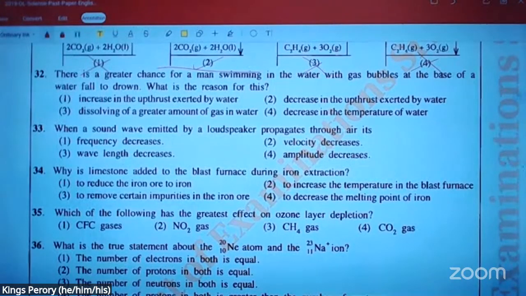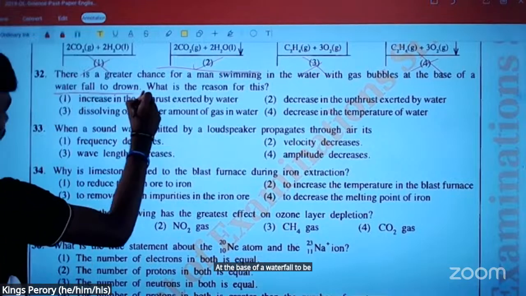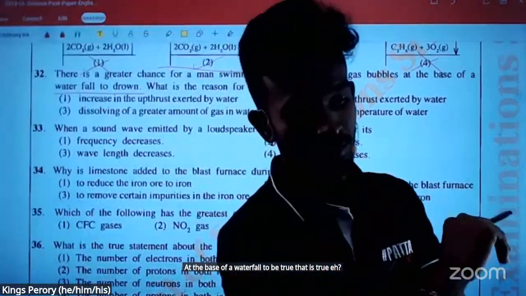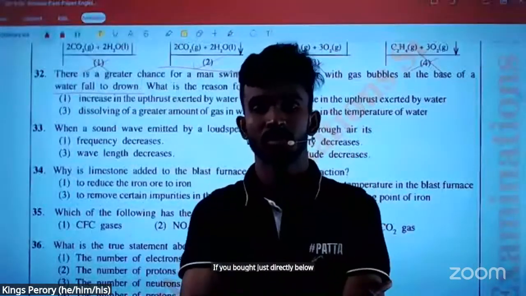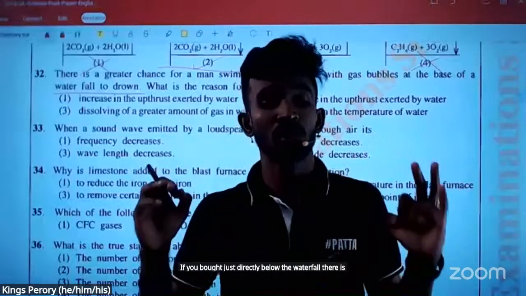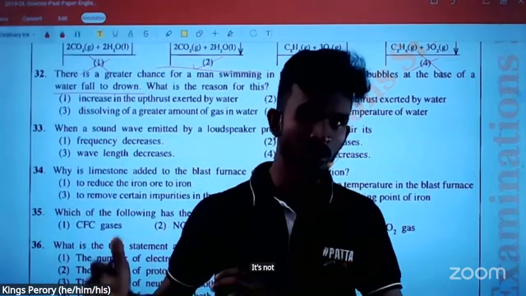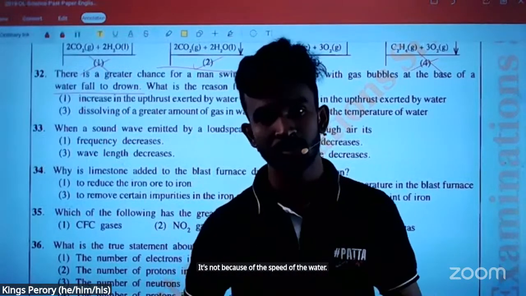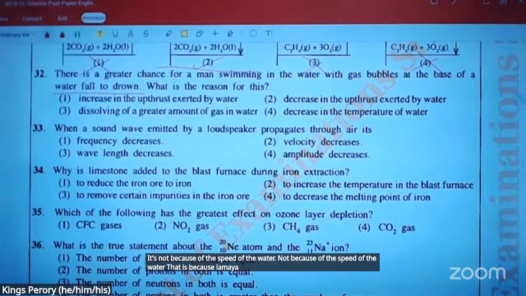32. There is a greater chance for a man swimming in water with gas bubbles at the base of a waterfall to be drowned. That is true. If you bathe directly below the waterfall, there is a high chance for you to be drowned. It's not because of the speed of the water. That is because of... Now you are drowned. What is the meaning there?